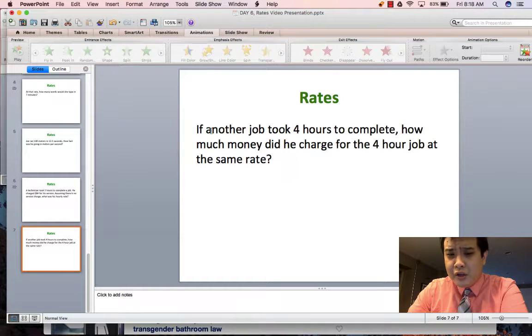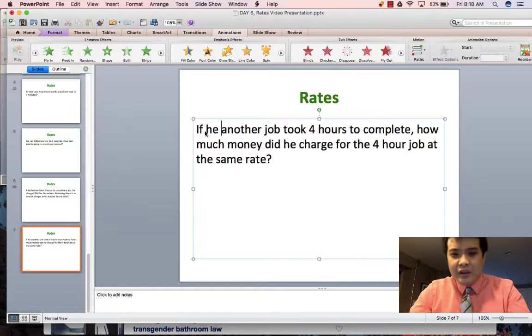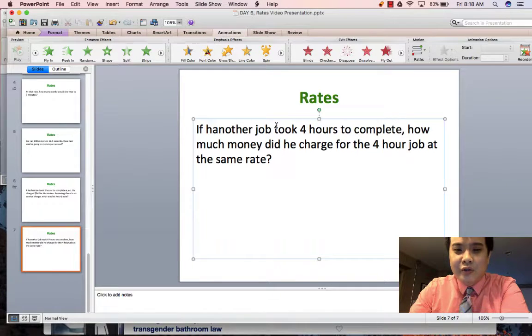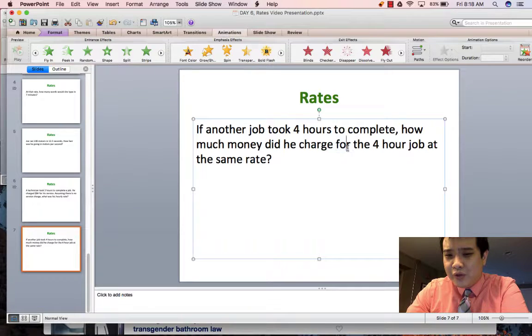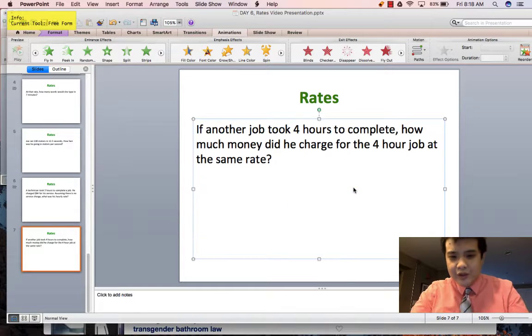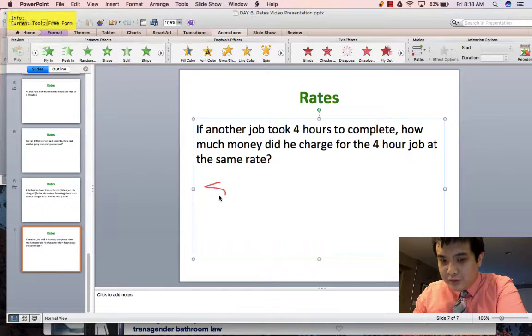If another job took 4 hours to complete, how much money did he charge for the 4-hour job at the same rate? So we know that he charged $28 per hour with no service charge. So you do $28 per hour.